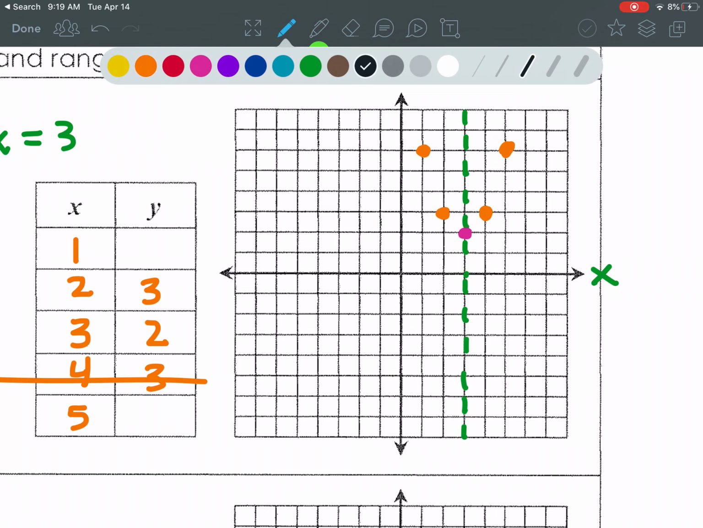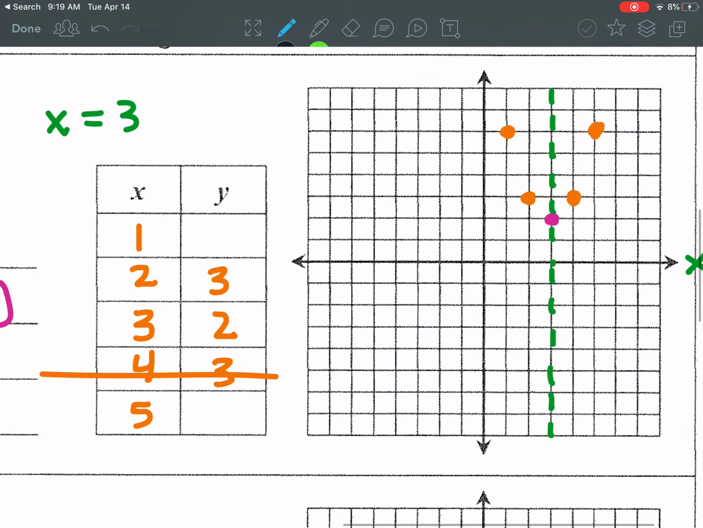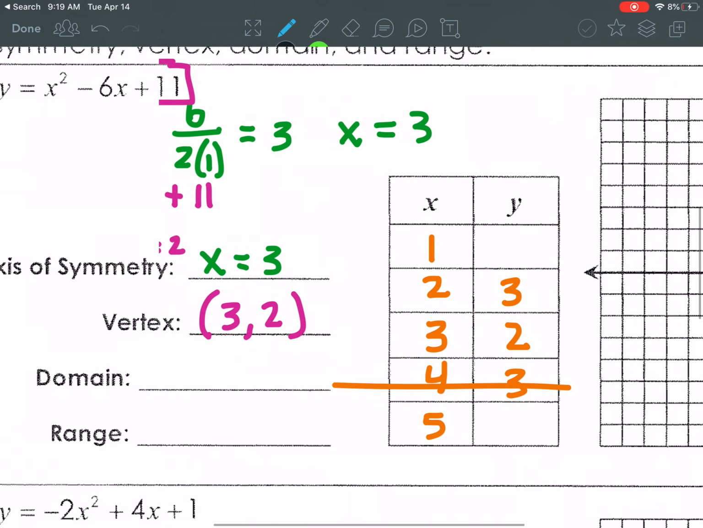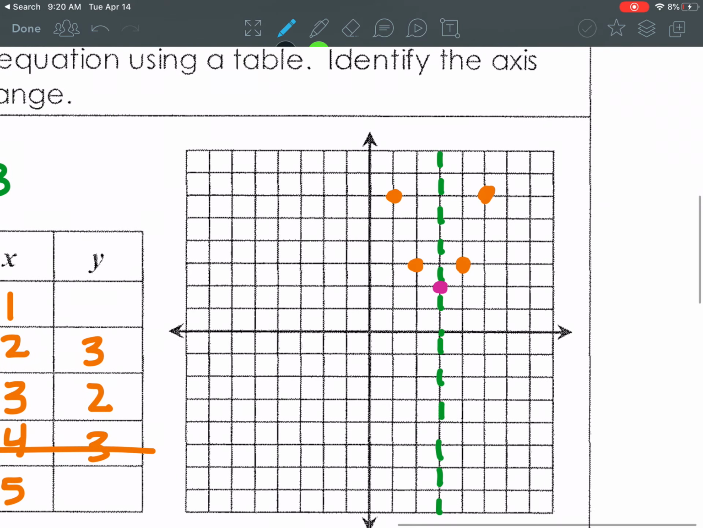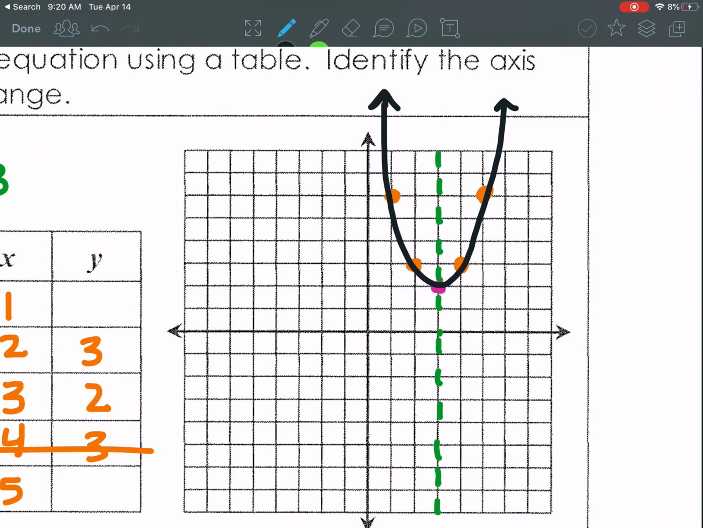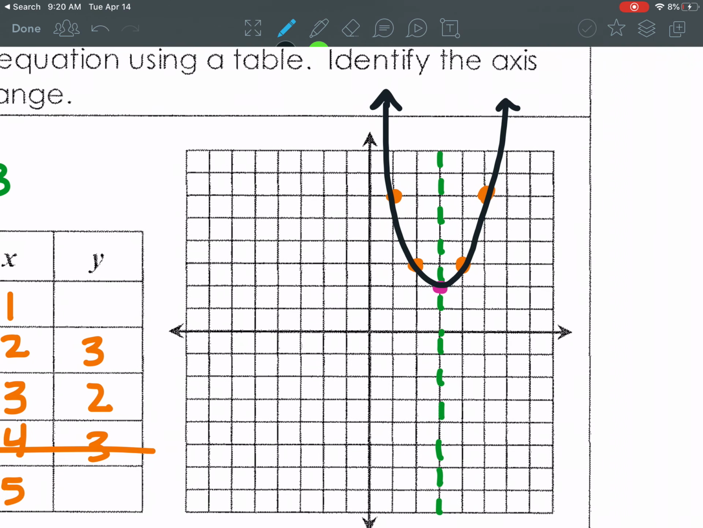Okay. If I did 0, I'm pretty sure it would fall off the graph because the values increase pretty quickly. 0, yep, it'd be 0, 11, and I wouldn't be able to fit that. So it is smart to choose points that are right on the 2 sides of your vertex point. Okay, so here is our parabola.